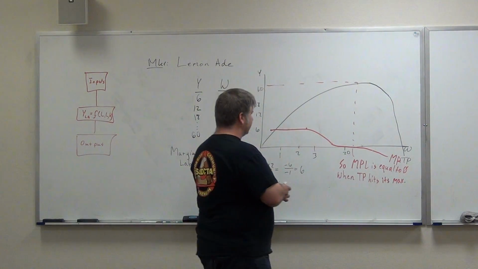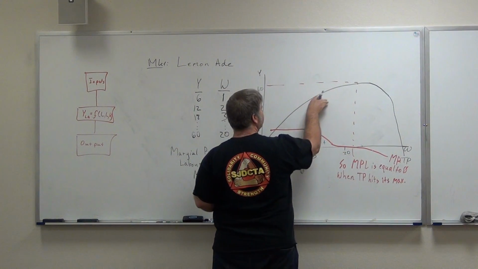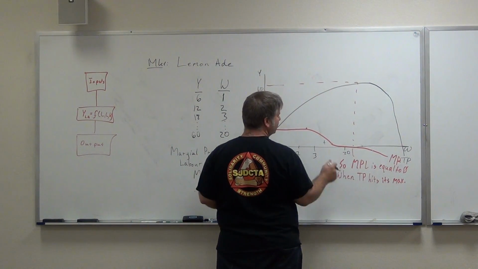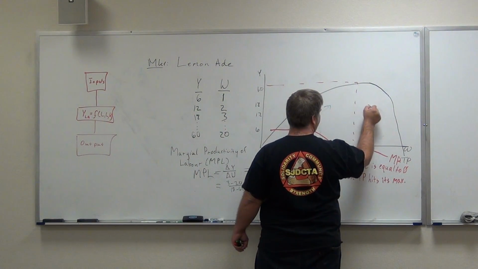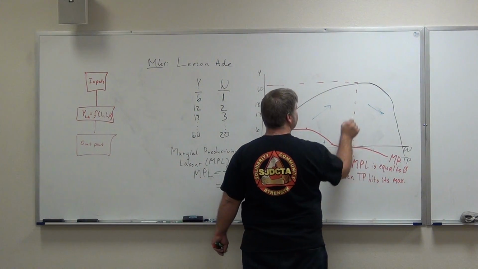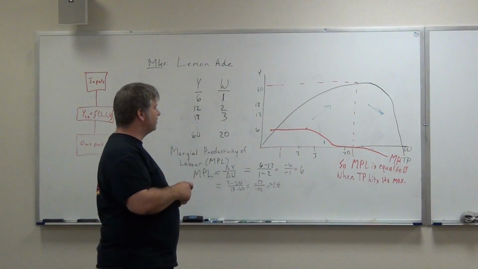The argument here is if marginal productivity is above the 0 line, if it's positive, then the total production has to be going up no matter how small it is. If it's negative, total production has to be going down, right? And if we're at 0, total production is neither going up or down. Okay? So that's what's happening.